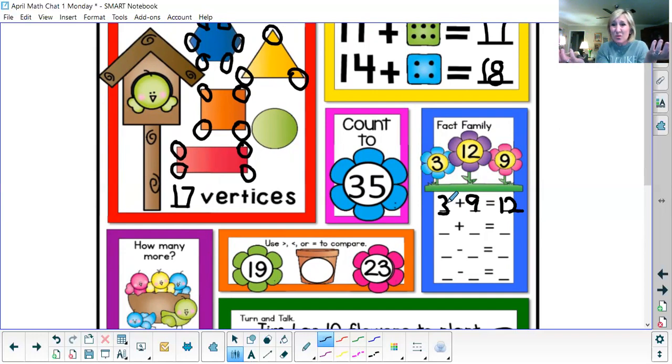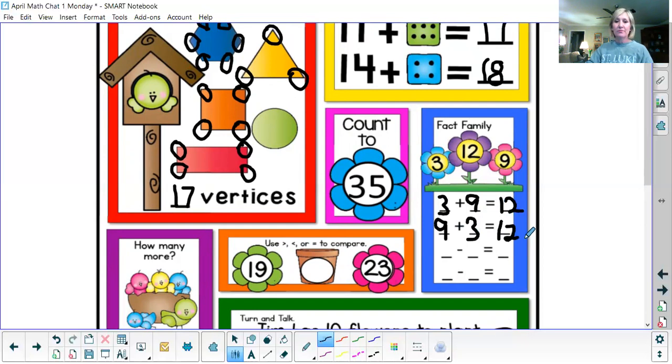Am I still going to get 12? Yeah, I am. So now I'm just going to flip-flop the parts. Instead of putting the 3 part first, I'm going to put the 9 part first. 9 plus, that means I'm joining together. What's the other part here? 3. 9 plus 3 equals, when I put 9 and 3 together, it equals the whole of 12.